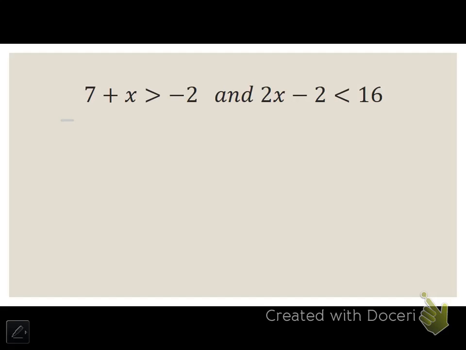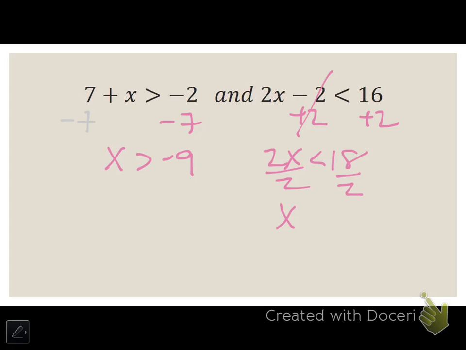Okay, this one, we'd subtract 7 first. Let me get a different color. Subtract 7, so we get x is greater than negative 9. Got to add 2 to get rid of it. Divide by 2, so x is less than 9.